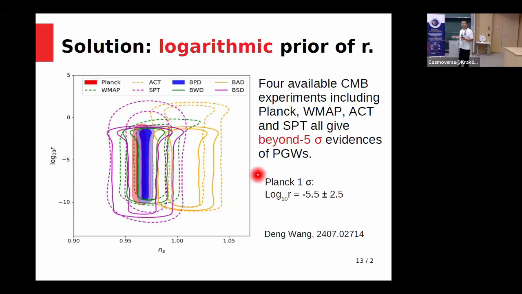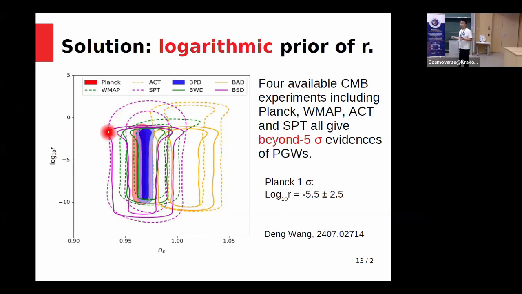And for example, at the 1 sigma level, Planck gives the constraint on the tensor-to-scalar ratio, minus 5.5 plus minus 2.5. So this is also very strange. I think here is the lower limit, because the data can give a lower limit, but if you plot the signal, use the mean value against the data, it will be hard to distinguish it. But I think this is just a fitting problem.